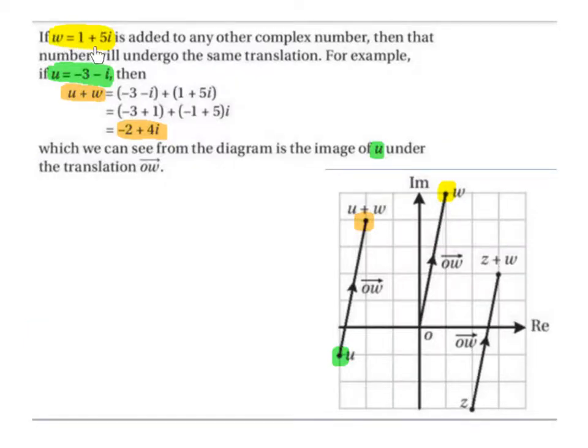If w equals 1 plus 5i is added to any other complex number, then that number will undergo the same translation. For example, if u equals minus 3 minus i, then u plus w is going to be (minus 3 minus i) plus (1 plus 5i). Adding the real parts, we have minus 3 plus 1 is minus 2. And adding the imaginary parts, we have minus 1 plus 5 is plus 4i, which we can see from the diagram is the image of u under the translation OW. So this is the complex number u, this is the complex number w, and adding u and w together, you get u plus w.